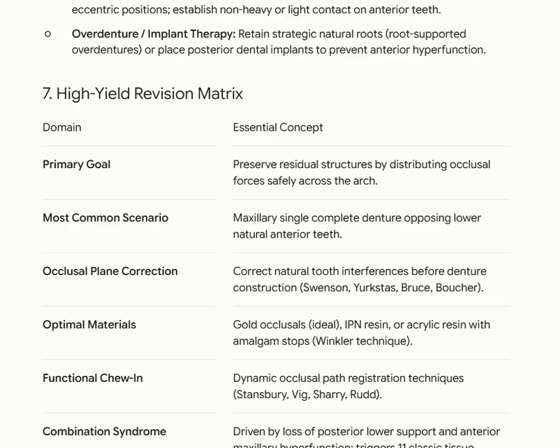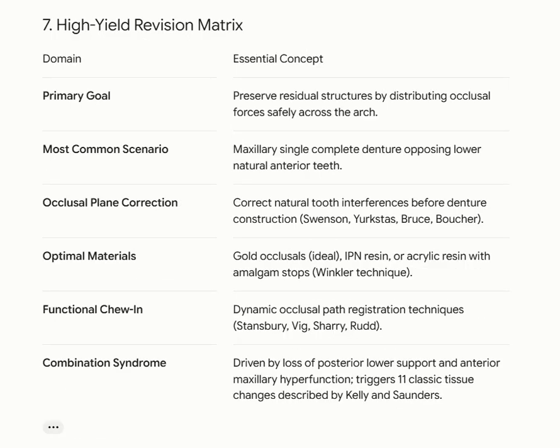Domain, essential concept. Primary goal: preserve residual structures by distributing occlusal forces safely across the arch. Most common scenario: maxillary single complete denture opposing lower natural anterior teeth. Occlusal plane correction: correct natural tooth interferences before denture construction. Swenson, Yerkes, Bruce, Boucher. Optimal materials: gold occlusals, ideal, IPN resin, or acrylic resin with amalgam stops, Winkler technique.